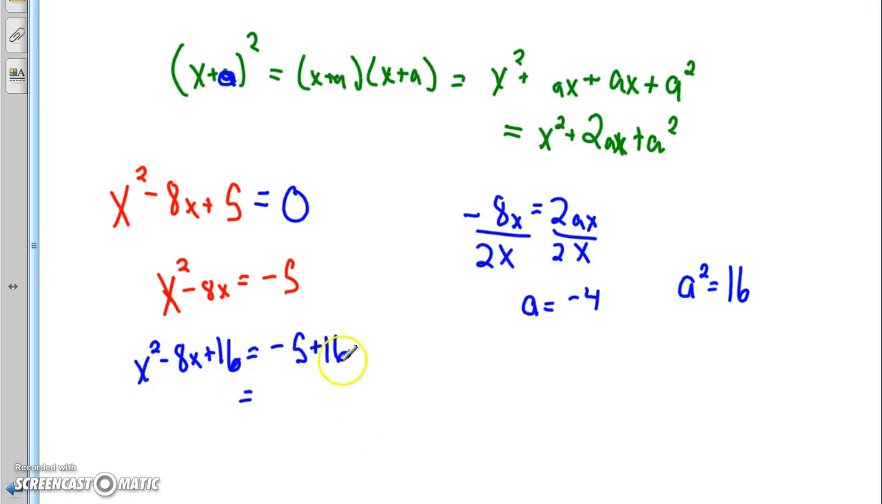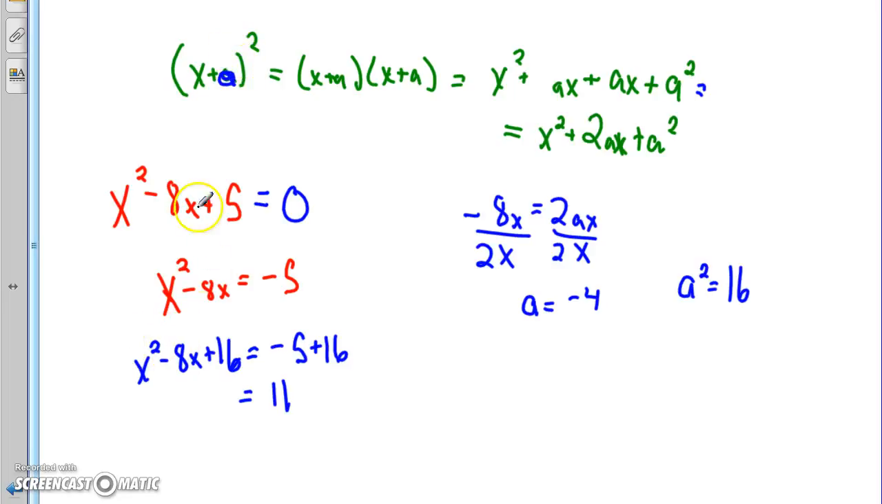Let's simplify this side. Obviously, negative 5 plus 16 is just positive 11. But on this side, we have written this like that, right? And so we know that we can transform this. There's a bunch of equal signs, but the transitive property tells me all these things are equal to each other. So we can change this into x plus a times x plus a. In other words, x plus a squared, right?